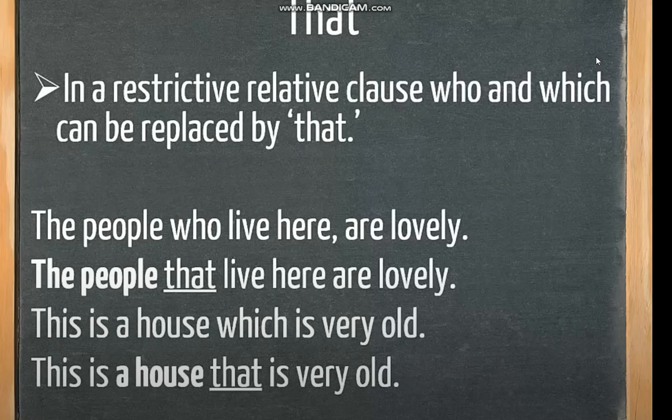Okay, then, this is a house which is very old. So which can be replaced by that? This is a house that is very old. So wherever there is a restrictive relative clause, who and which can be replaced by that.